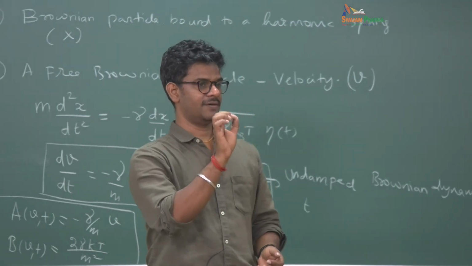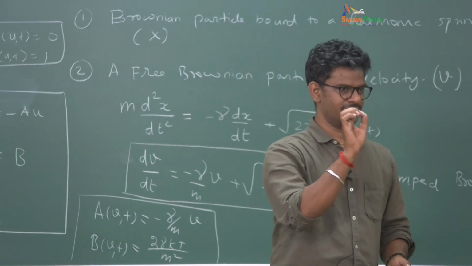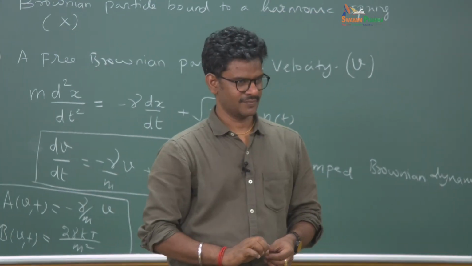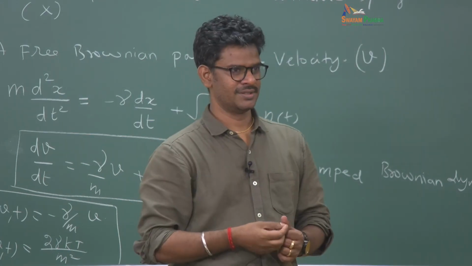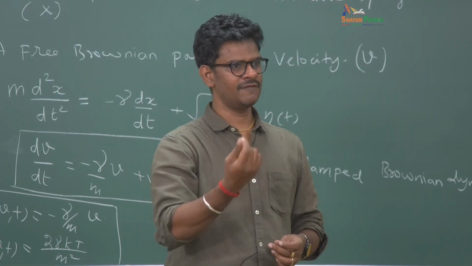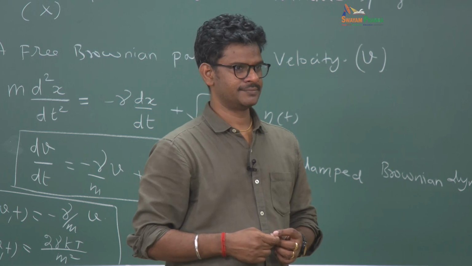V is the velocity of a Brownian particle, which is a stochastic process. It has an underlying distribution. That's what we want to find out by solving the Fokker-Planck equation.